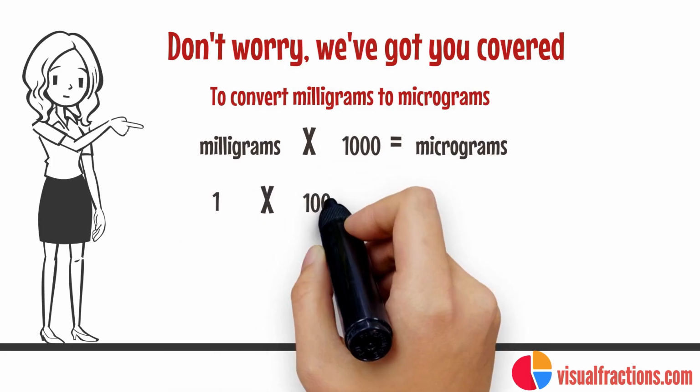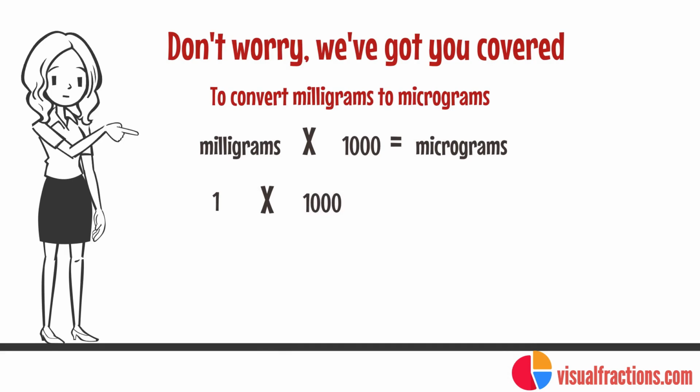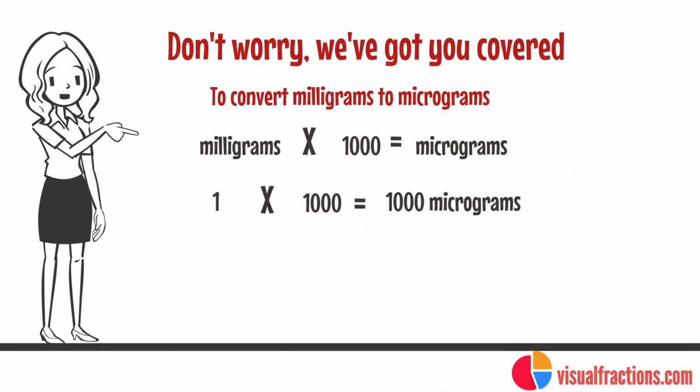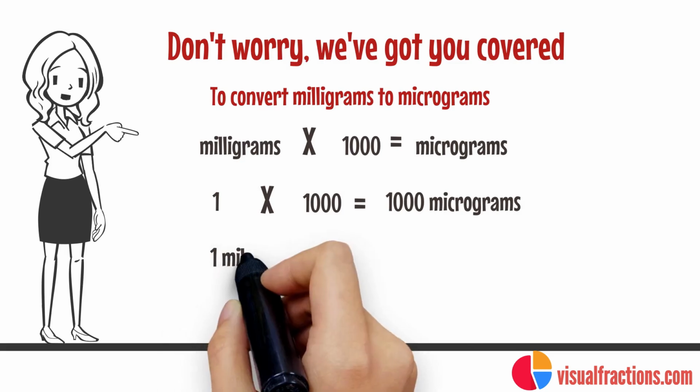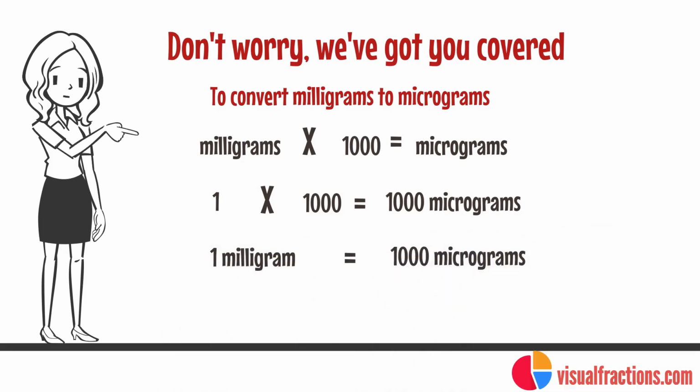We start by multiplying 1 by 1,000. This gives us 1,000 micrograms. And that's it. 1 milligram is equal to 1,000 micrograms.